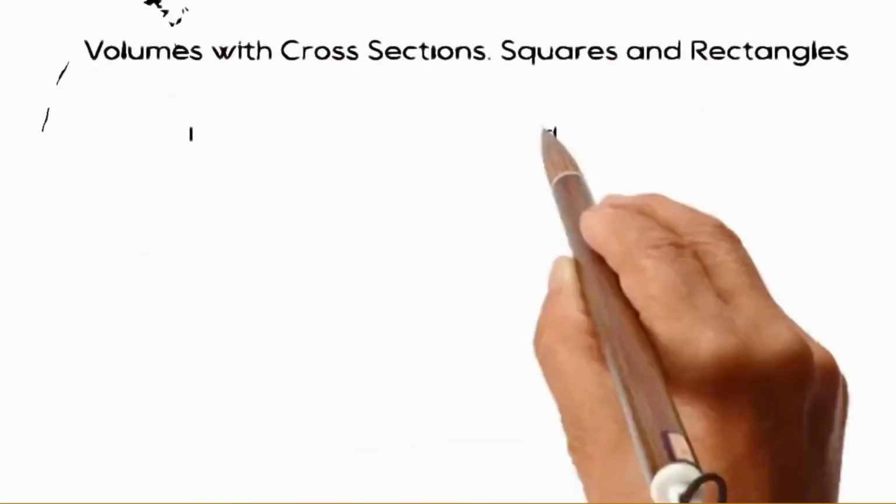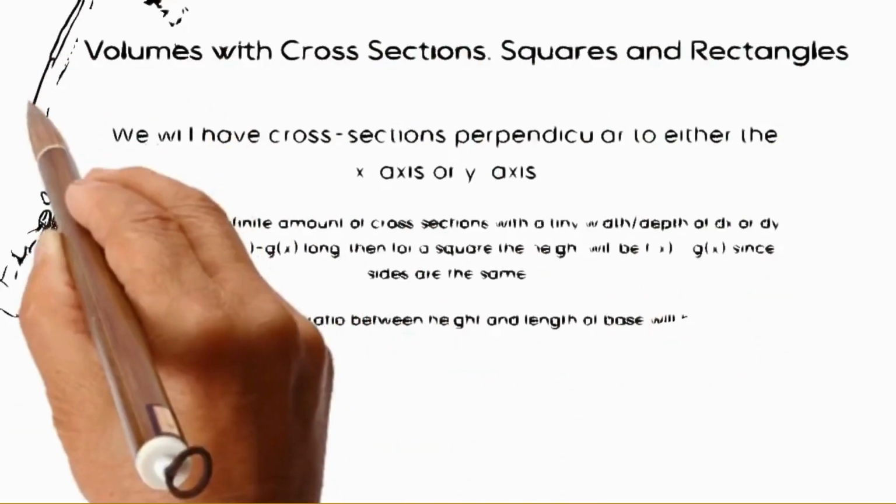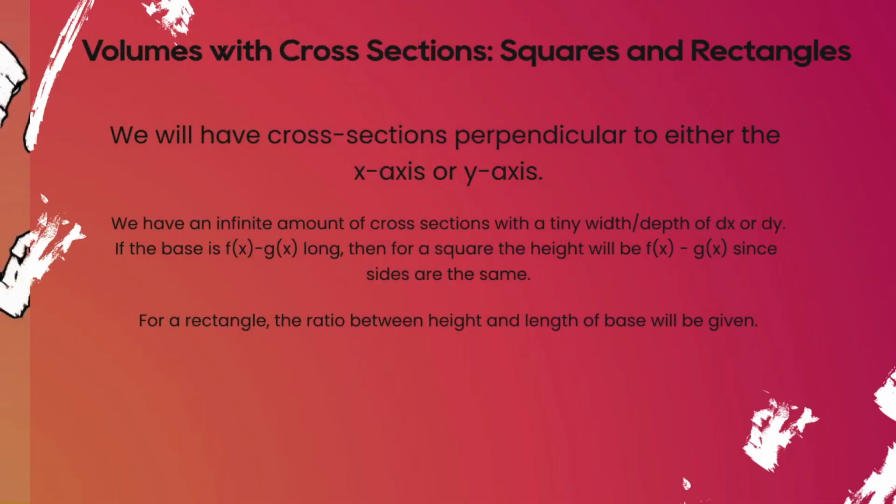Now volumes with cross sections, squares, and rectangles. So now we will have cross sections perpendicular to either the x or the y-axis. Now we will be making an infinite number of cross sections such as squares or rectangles, and then that will create a volume for that figure. So basically, the base of the rectangle or the base of the square, that will simply be the difference between the two functions that you graph out.